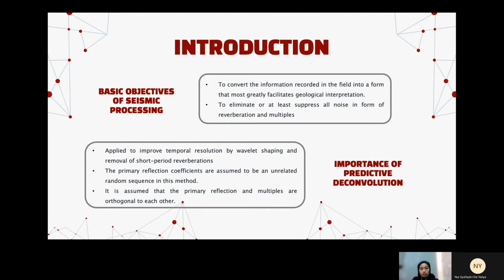Now I will present the introduction. The basic objective of seismic processing is firstly to convert the information recorded in the field into a form that most greatly facilitates geological interpretation. Secondly, it is to eliminate or at least suppress all noise in the form of reverberation and multiples. The importance of predictive deconvolution includes that it is applied to improve temporal resolution by wavelet shaping and removal of short period reverberation. The primary reflection coefficients are assumed to be an unrelated random sequence in this method. It is assumed that the primary reflection and multiples are orthogonal to each other.